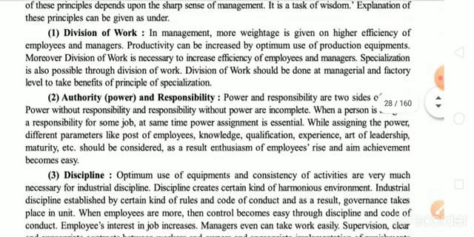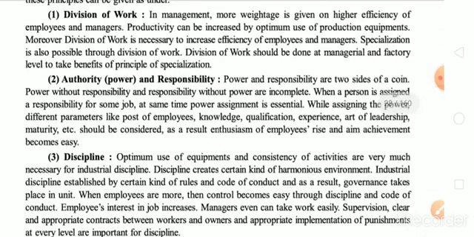The very first principle is division of work, where we discussed that by this we can get the possibility of specialization, and through specialization we can get the work done very efficiently and productive resources will give more production. So division of work should be done at managerial and factory level both, to take the benefit of specialization.